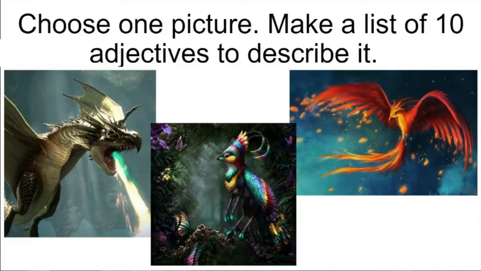I'm going to show you 3 images. I just want you to choose one of these pictures. So just choosing one, not all 3. And for that one image, I want you to write down 10 adjectives to describe it. You don't need to write in full sentences. You can just write down the words. Adjectives are describing words. So 10 adjectives. Pause the video now while you do that.